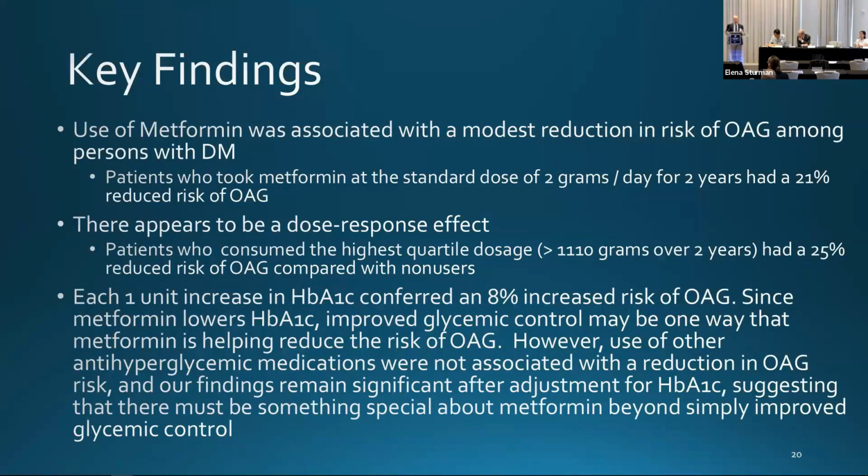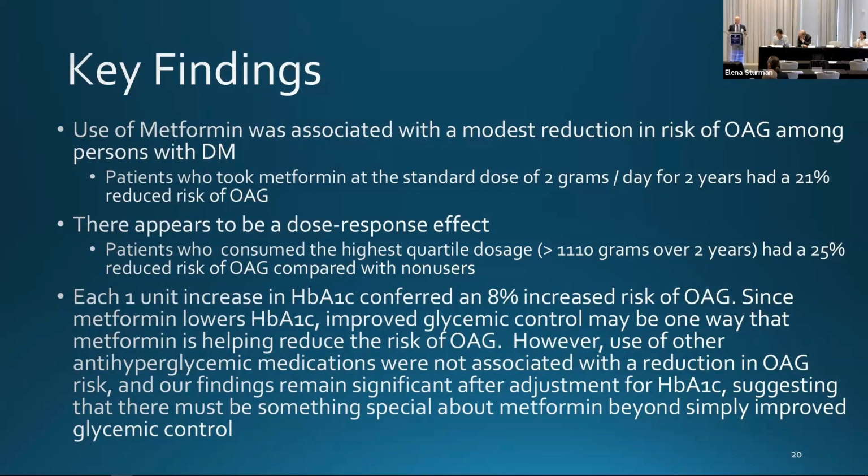So the key findings of our study: use of metformin was associated with a modest reduction in the risk of glaucoma among patients with diabetes. Those who took metformin at the standard dose of 2 grams a day for 2 years had a 21% reduced risk of glaucoma. There does appear to be a dose response effect where the patients consuming the most metformin had more of a risk reduction of glaucoma compared to the non-users. Every 1 unit of hemoglobin A1C increased the hazard of glaucoma 8%.